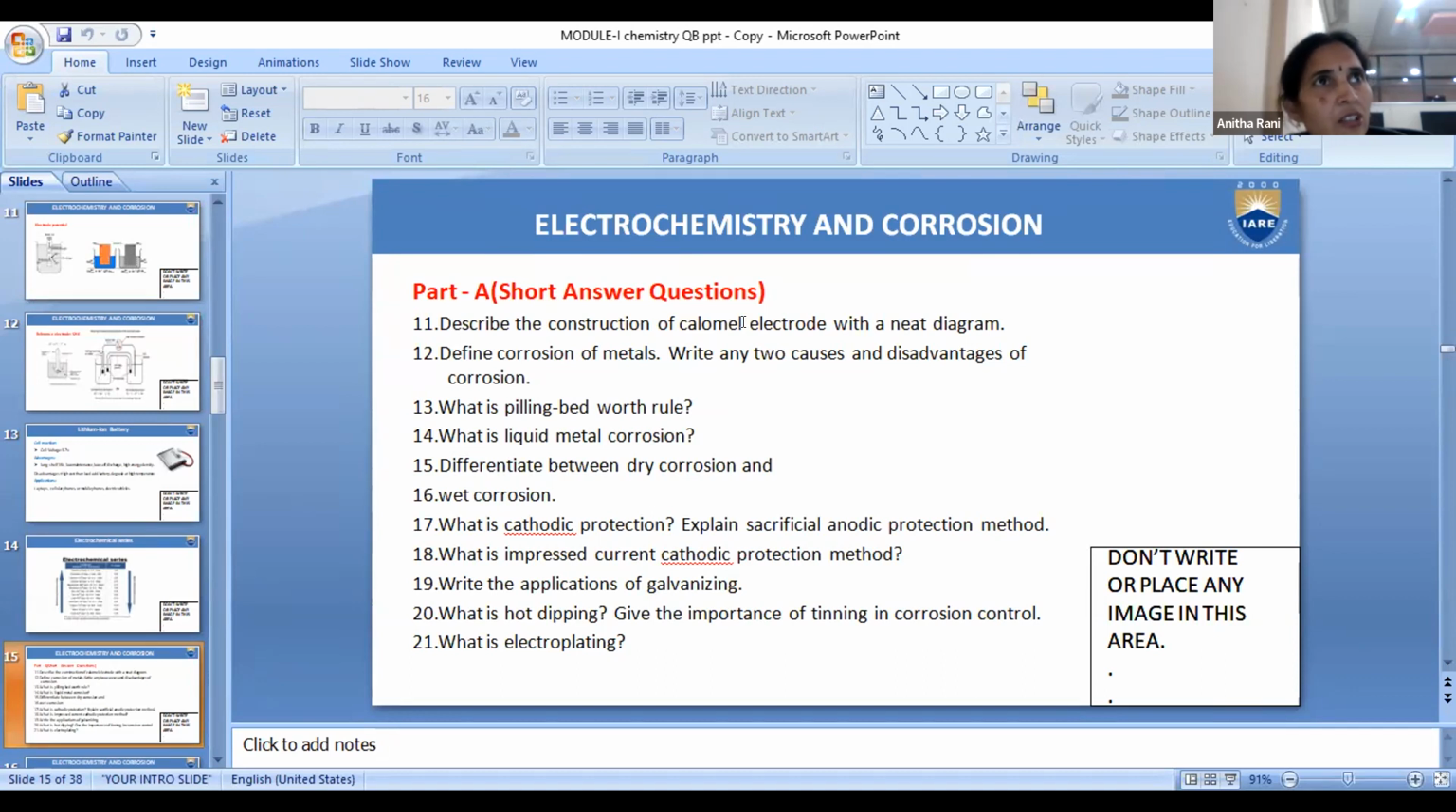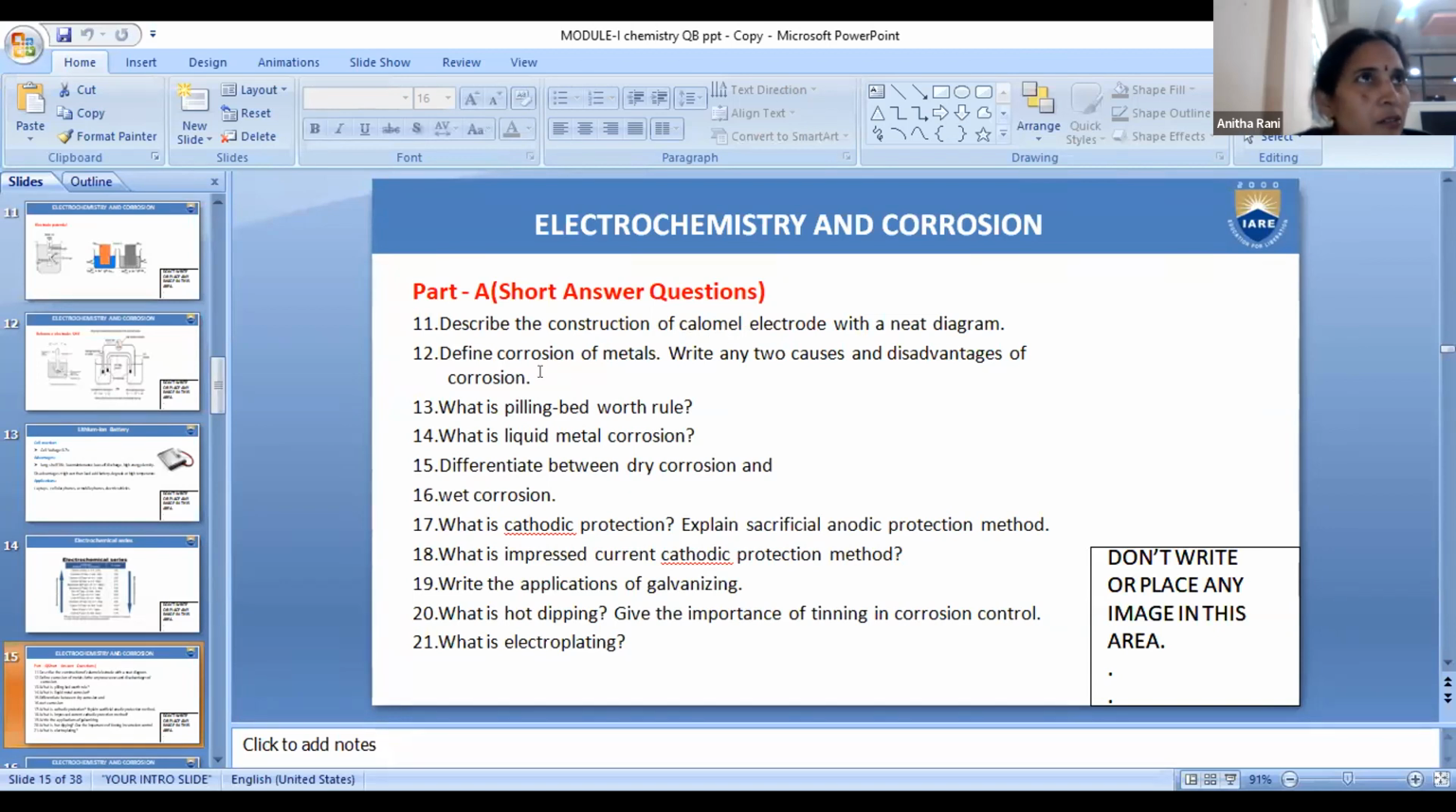How many openings are there? Two inlets. From one inlet, you take KCl. The other inlet, you will connect to the salt bridge. So that is the construction of the calomel electrode.